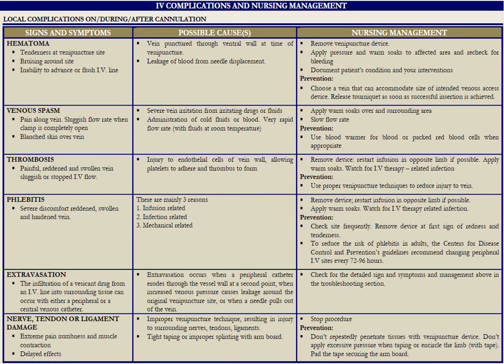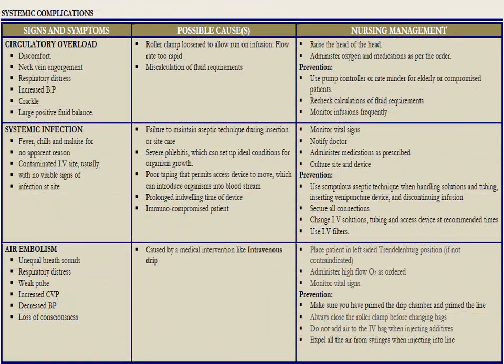See the table illustrating the different IV complications with the specific nursing management to be done to the patient if the specific signs and symptoms occur. In this table, the different systemic complications were enumerated with their possible causes and nursing management to be done to the patient if the specific signs and symptoms occur.